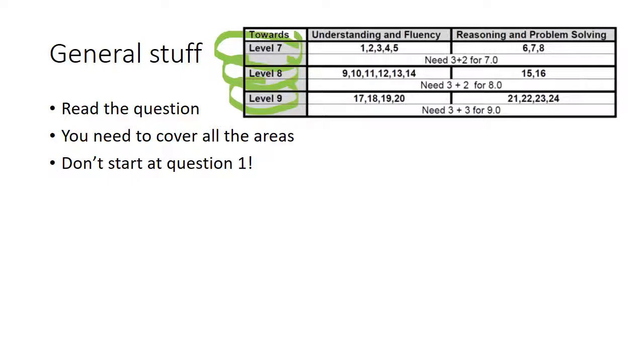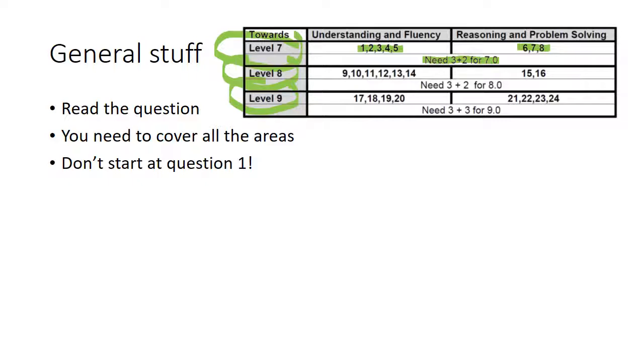Okay, that's pretty straightforward. Now, in order to get level 7, you've got to answer the understanding and fluency type questions and the reasoning and problem solving type questions. You don't need to get them all, but you do need to get a reasonable number of them. And so I've got this little guide here. You need 3 of the first type and 2 of the second type. Now, if you were going to get a year 9 level, then you could just answer the year 9 part. That's fine if you're really good at it.